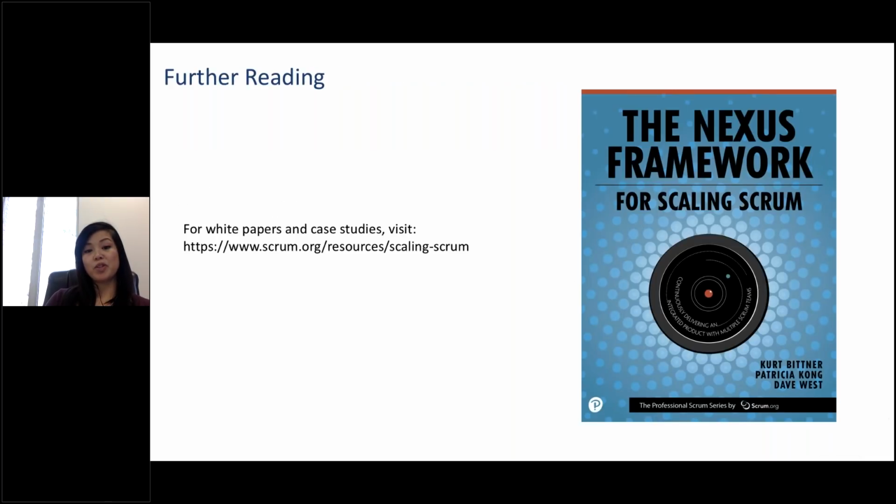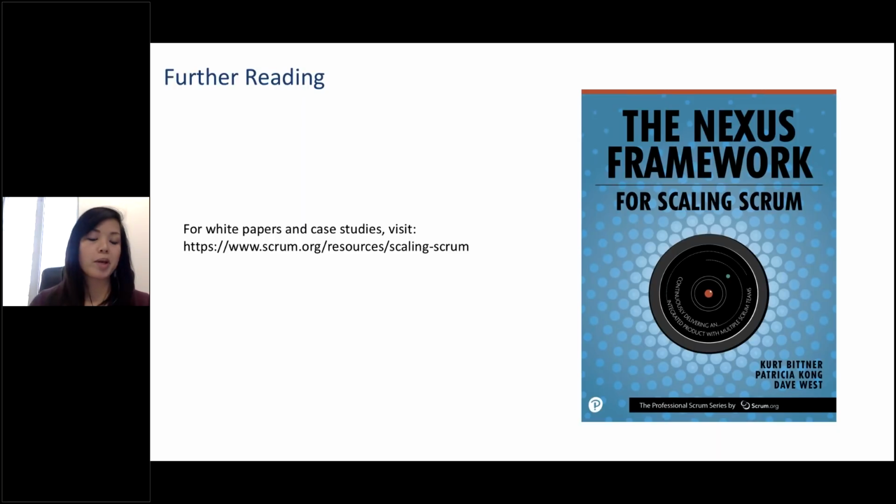Now, we have just written a book. I'm a co-author of the Nexus Framework for Scaling Scrum with Kurt Bittner and Dave West. It walks you through a case study, and it also gives you different practices and challenges that teams may hit when they're scaling. It's funny because Kurt was actually saying how one of our reviewers was getting frustrated that the teams in the book were hitting and doing all these common mistakes that we see. And we said, well, those are things that we should certainly share in this type of book.